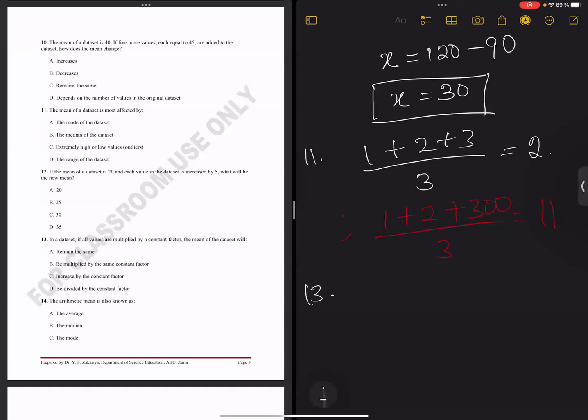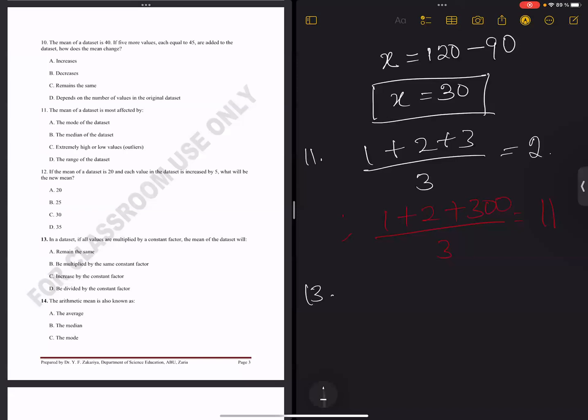Okay. The correct answer is B. The mean is multiplied by that same constant factor. This is a problem of transformation. When you transform your data by multiplying by a constant factor, the mean is also multiplied by that constant factor. Let me break it down for you.